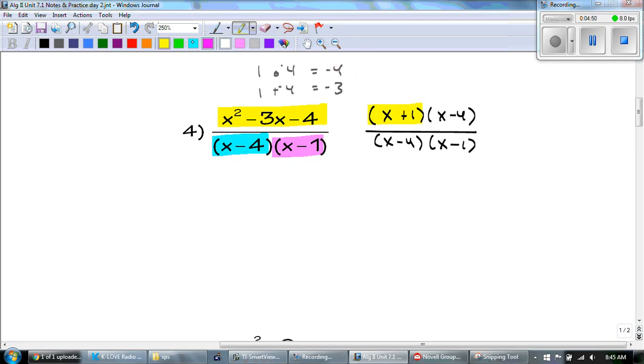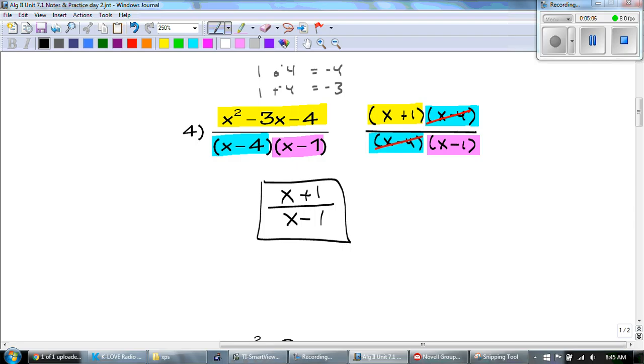So I have 1, 2, oh sweet, 2 x minus 4s, but then the x minus 1 is different. I can only cross out ones that are 100% exactly the same. And I'm left with x plus 1 and x minus 1. Since those are not 100% exactly the same, we're done.